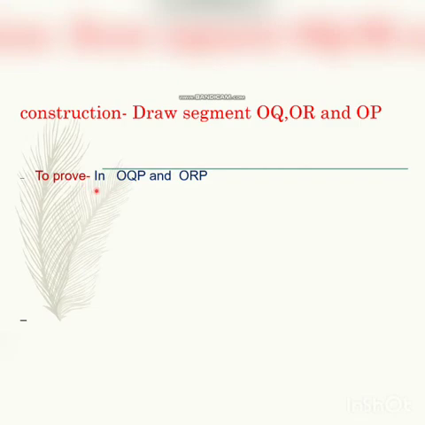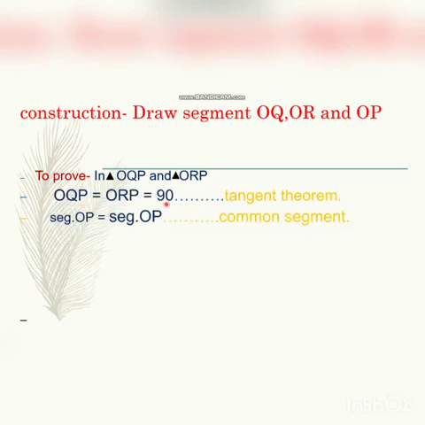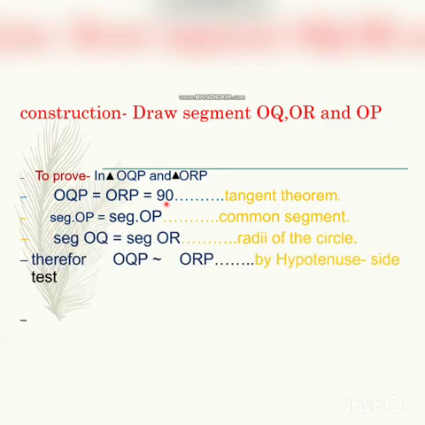Because of segment OP we get two triangles. In triangle OQP and triangle ORP, angle OQP and angle ORP are equal to 90 degrees. Both triangles have a 90 degree angle.